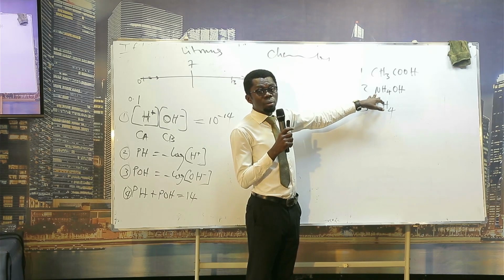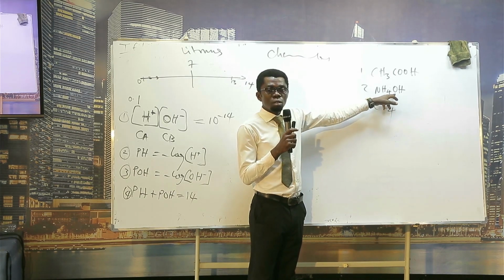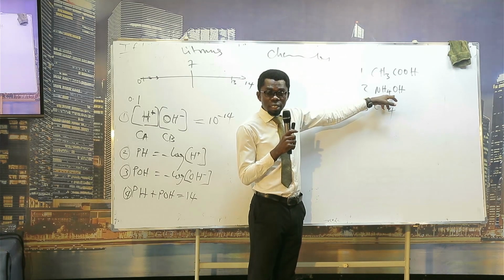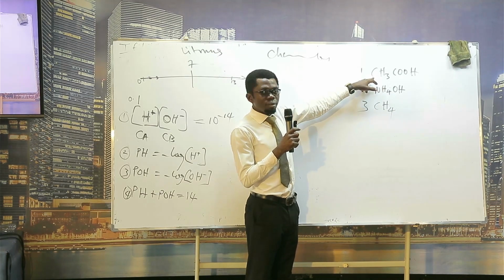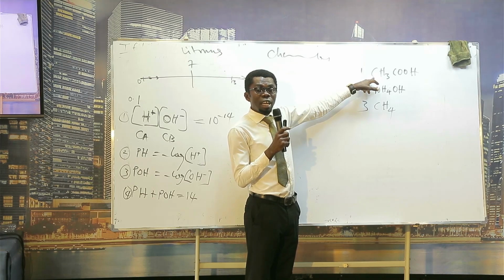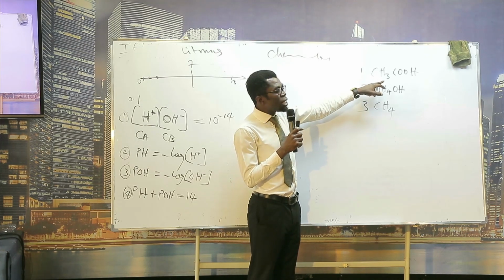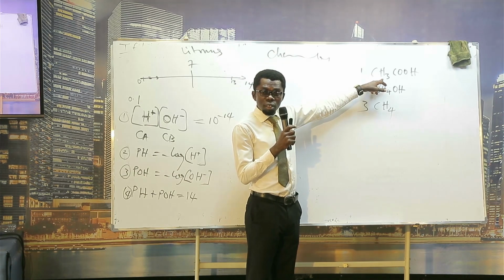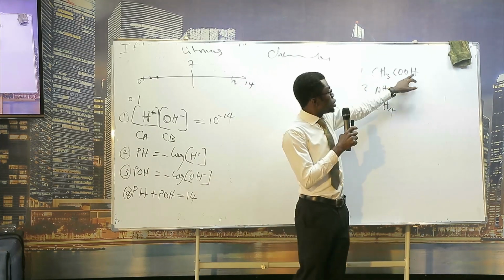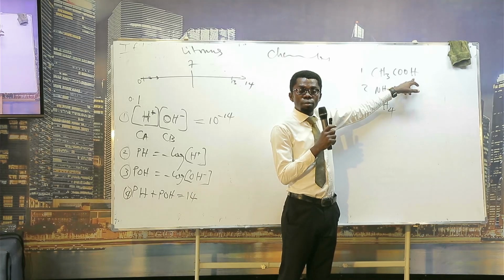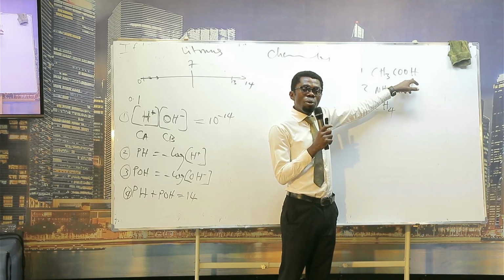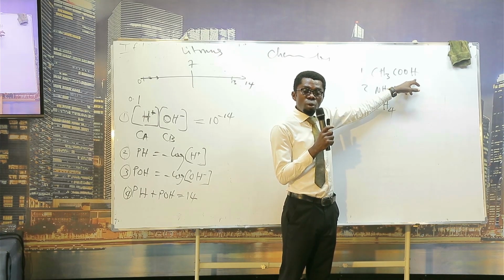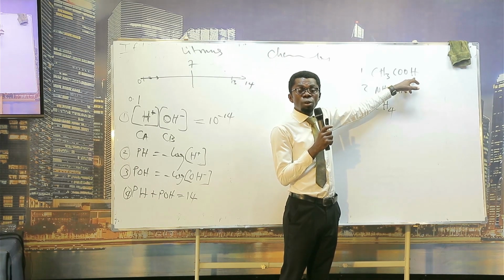This one can ionize, but if it's ionized, what will it give us? OH. Do you understand this now? This one can also ionize, but in the ionization, these hydrogens are not free. The only one that is free is this one. So because of this ionizable hydrogen, this is called an acid, though a weak acid.